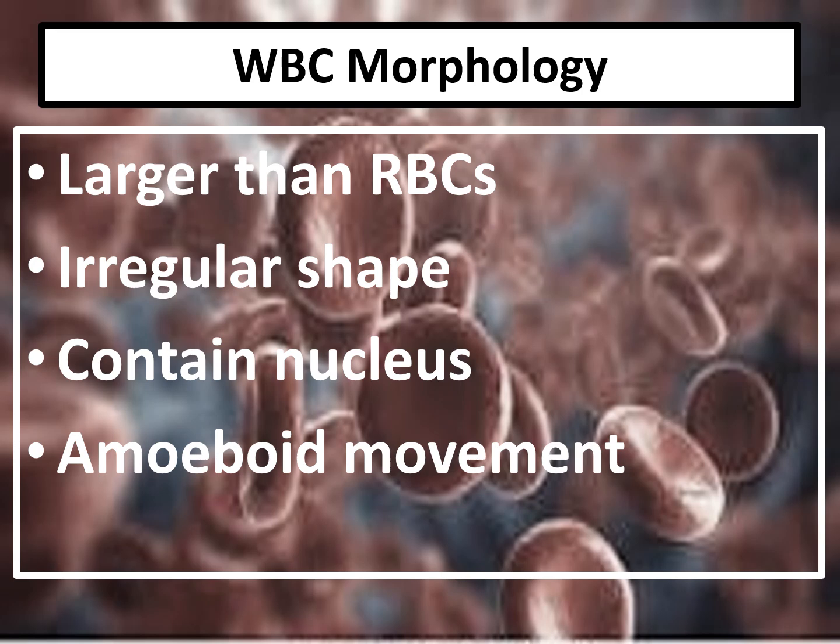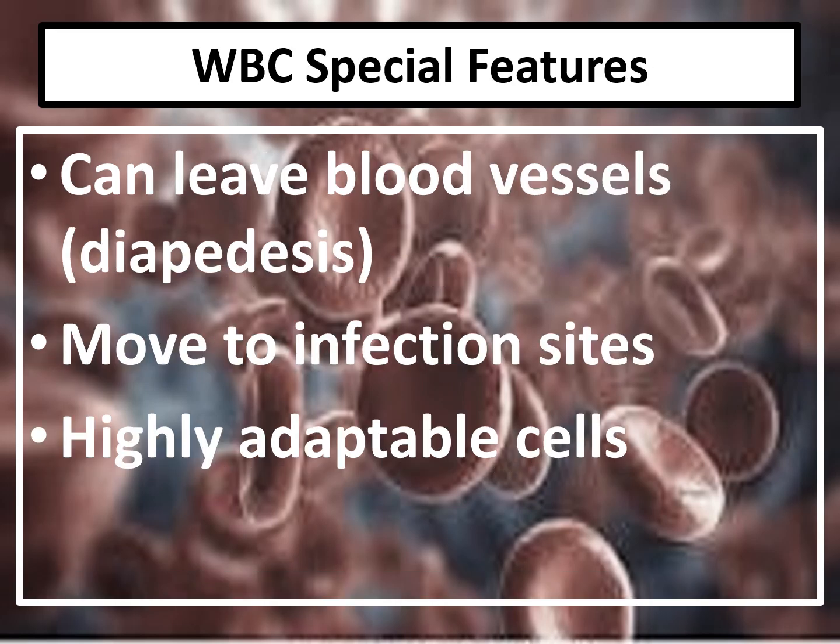Now, the white blood cells are larger than the red blood cells and they are irregular in shape. Whereas in contrast, red blood cells have a particular shape that is biconcave and they are non-nucleated, they are this shape. Whereas white blood cells are irregular in shape and also they contain a nucleus. So because of their irregular shape, their movement usually is pictured as amoeboid movement. So the white blood cells show amoeboid movement.